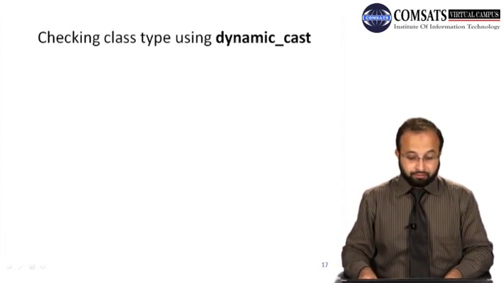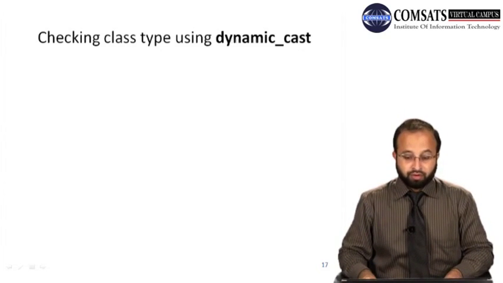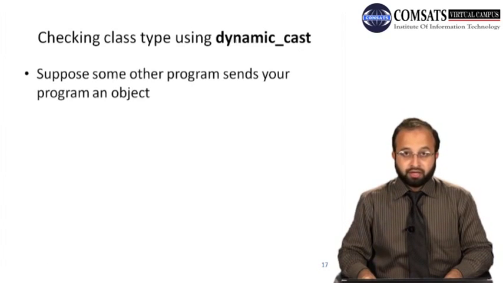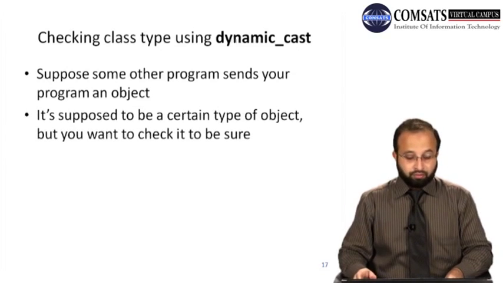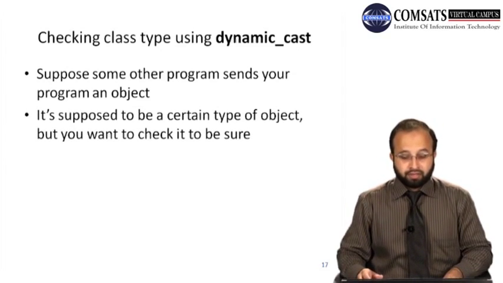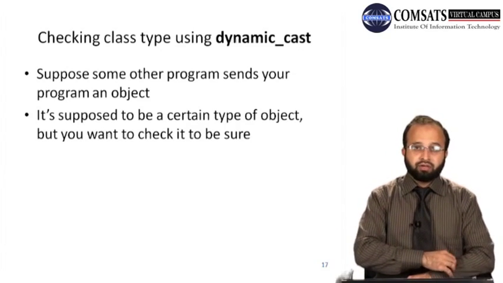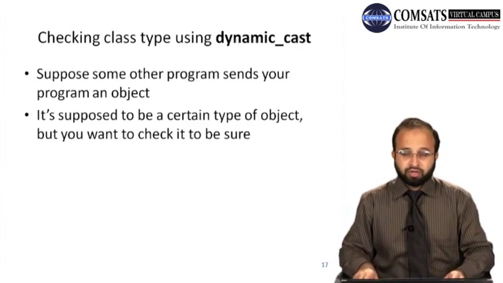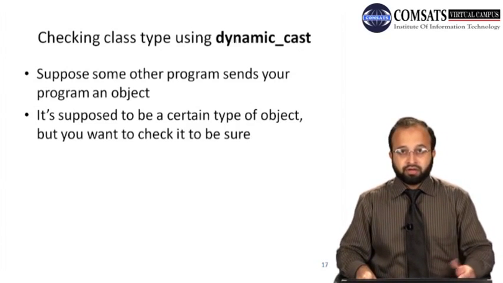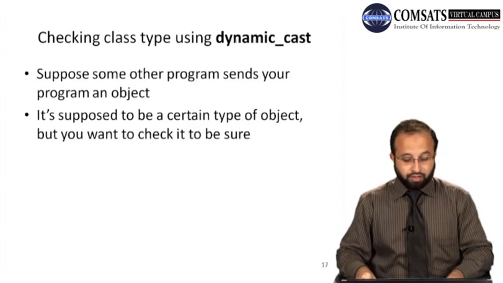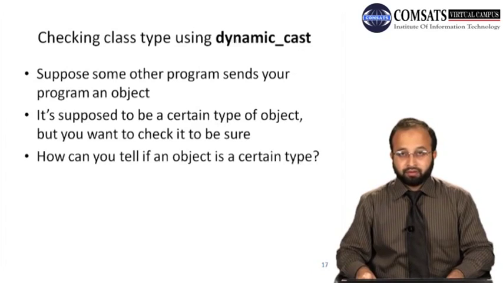So suppose some other program sends your program an object, and your program supposes that this object should be of a particular type. It will be an object of some particular class. So it's supposed to be of a certain type, but you want to check it to be sure, right? You want to check whether it really is an object of the distance class, or an object of some derived 1 class, before processing that object further.